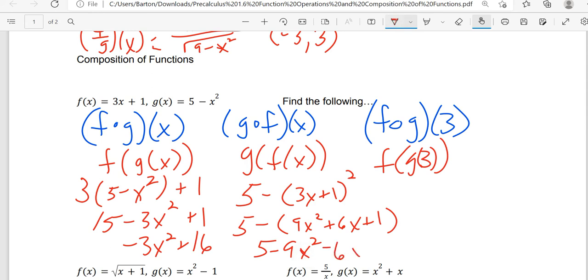So minus 6x minus 1. Like terms will get us negative 9x squared minus 6x plus 4 would be your answer. And finally, f of g of 3.